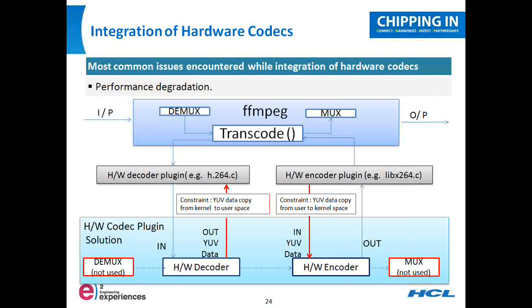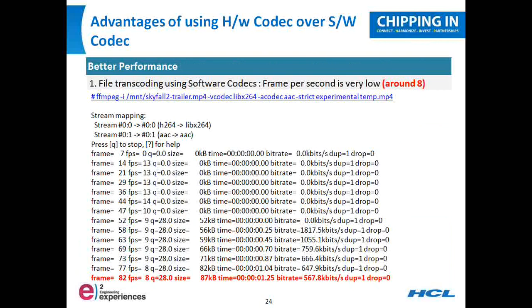The YUV data is raw data, so in comparison to compressed data, this data is huge in size. So a lot of CPU utilization goes into this copying. So this affects the performance. A user might face audio video sync issues due to these kinds of architectural issues. So a developer should be careful while designing their solution.